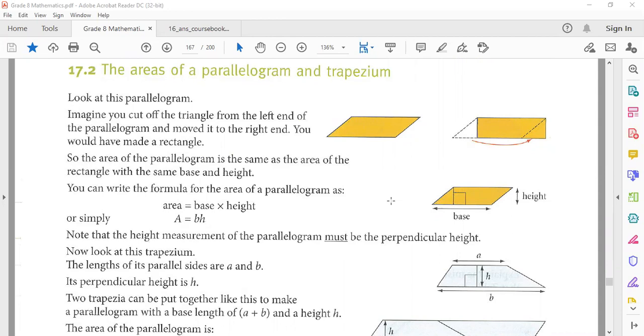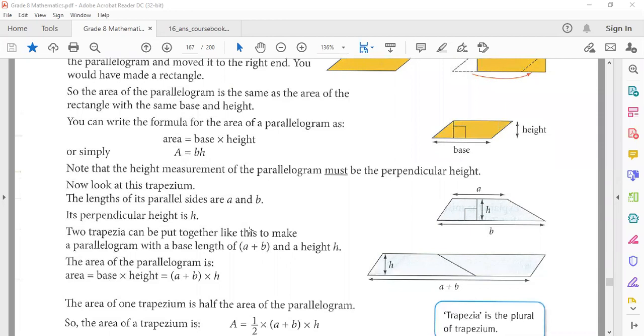So what is the formula of a parallelogram? It's base multiplied by height, because this part is the same as this part. If you put this part here, it's the same. So this part and this part are the same. So we just say it's the same as the area of a rectangle.